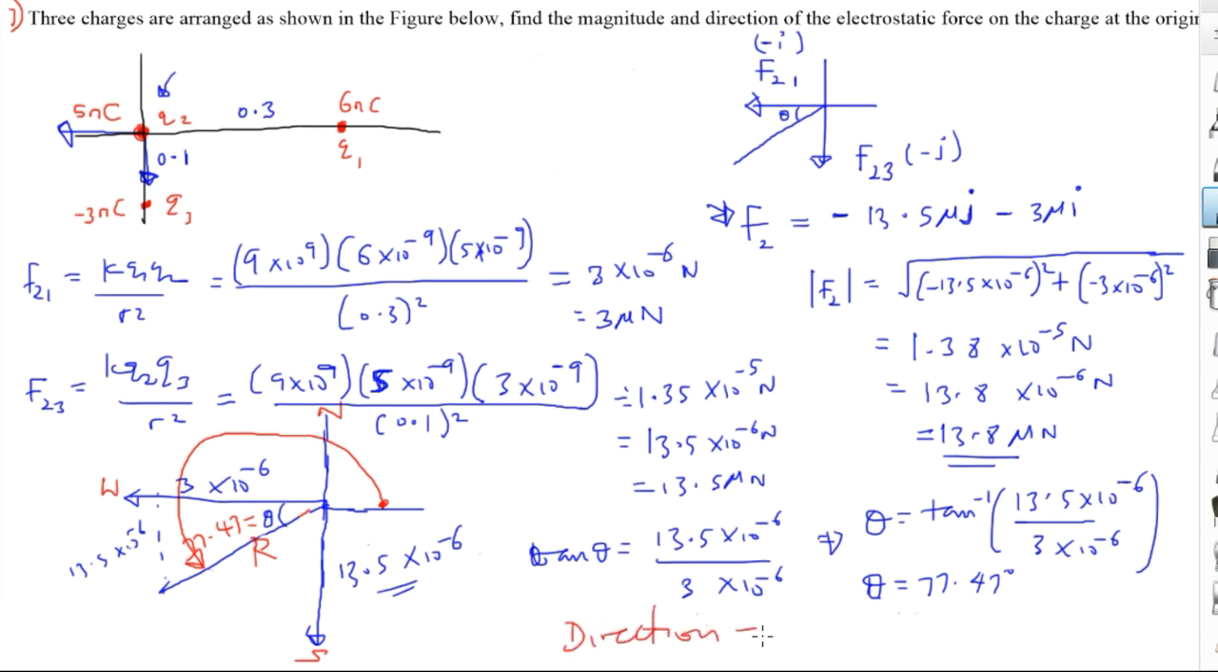The direction will be equal to, if I start from here, when it covers this place, that's 180 degrees, and it also covers 77.47. So it's equal to 180 plus 77.47 degrees, because this is actually the resultant. That's equal to 257.47 in degrees. So that's the direction. The magnitude is 1.38 times 10 raised to the power minus 5, while the direction is 257.47.